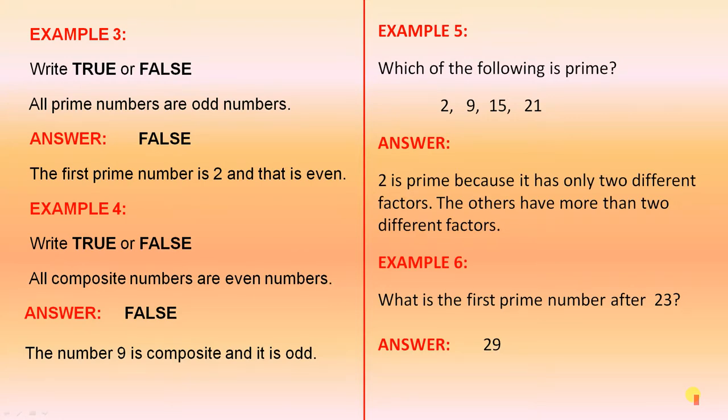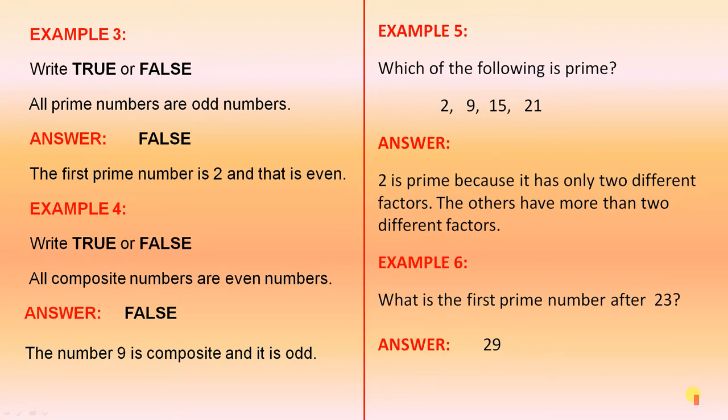Example 4. Write true or false. All composite numbers are even numbers. That's false. The number 9 is composite, and it is odd. And there are many other composite numbers that are odd. For example, 15, 21, 35, there are plenty of them.